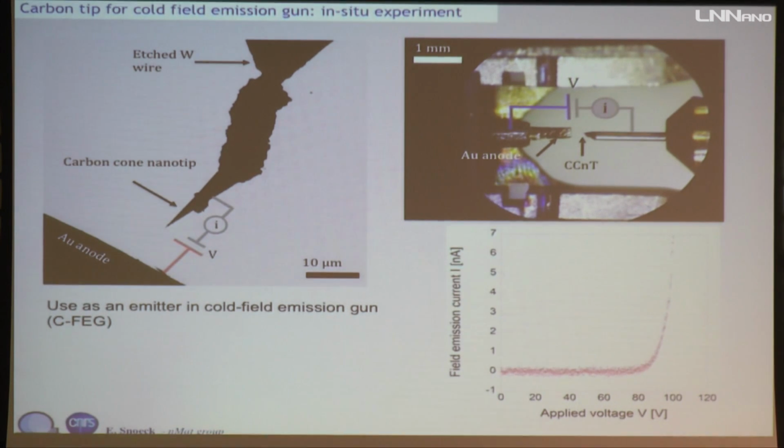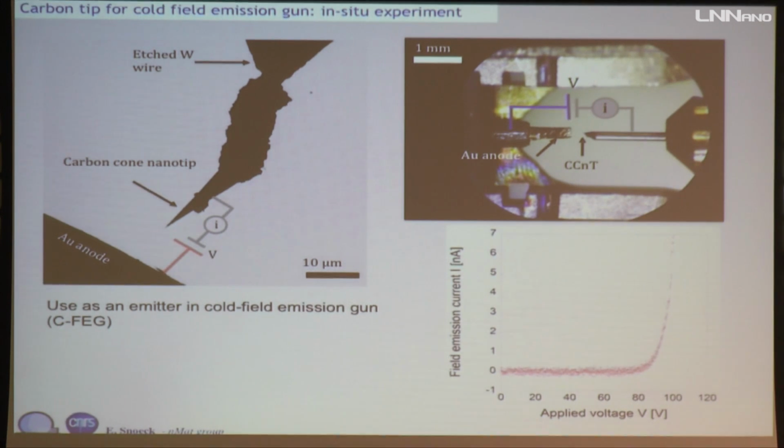One is the cold phase. In the cold phase, you have a tip, and you extract electrons by applying a voltage between the tip and the anode. You extract electrons by the huge voltage you are applying there. And the calculations have shown that if you use a carbon nanocone or whatever, you have even much brighter sources. So we are thinking about using it for electron sources.